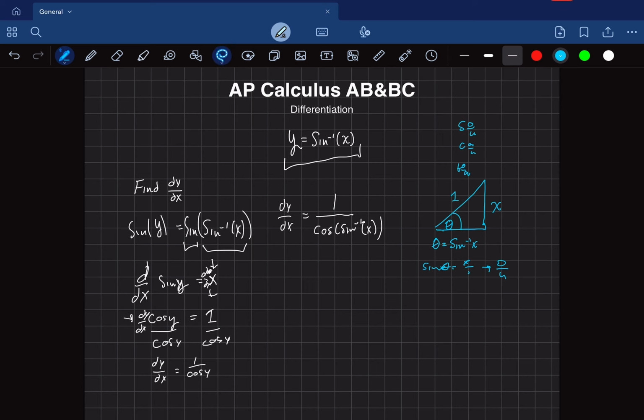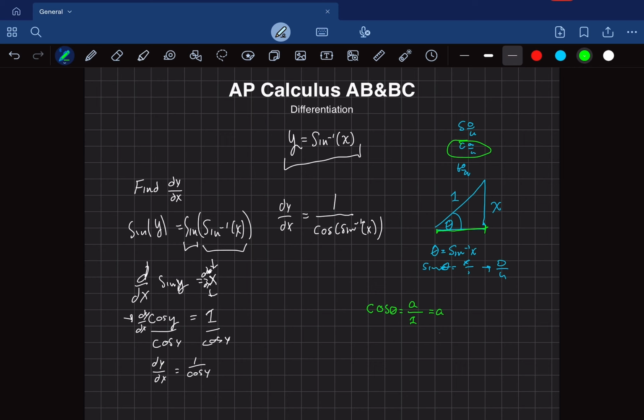Now, looking at this triangle, we can now solve for this side right here. On the bottom, our adjacent side to the angle, which will give us our cosine. So our cosine of this angle will be equal to this value, which I will call a, divided by 1, which is just equal to a. So now we are looking for a.